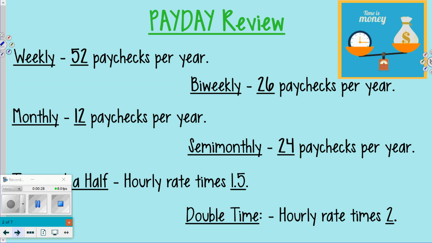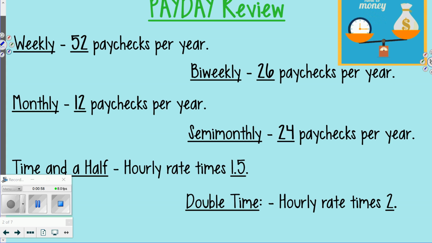Just as a review of what we went over in the previous lesson, weekly would be 52 paychecks per year because there are 52 weeks in a year. Bi-weekly, which is every other week, is 26, right? 52 divided by 2 is 26. Monthly is 12 paychecks per year because there are 12 months per year. Semi-monthly is twice a month, sorry about that, twice a month. So that is 24 paychecks per year.